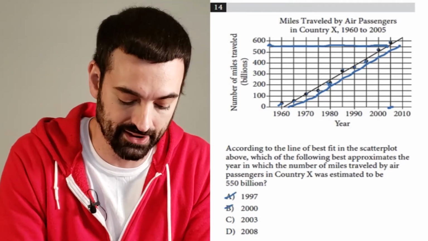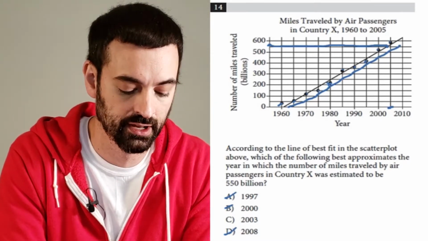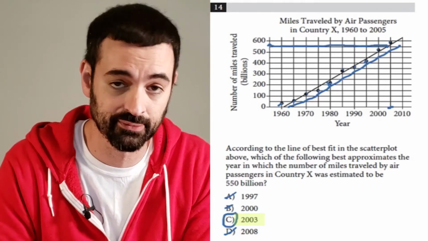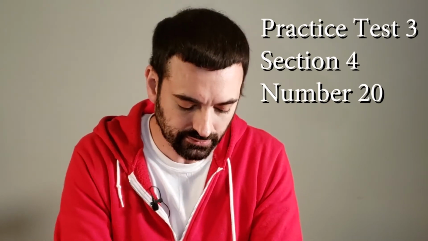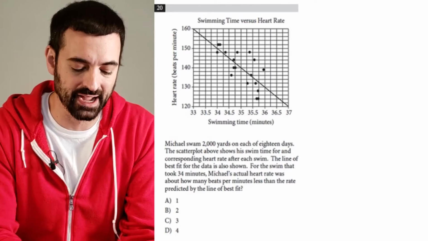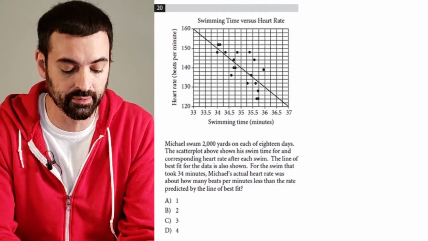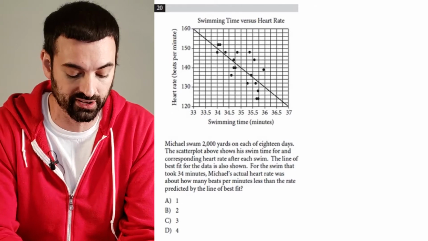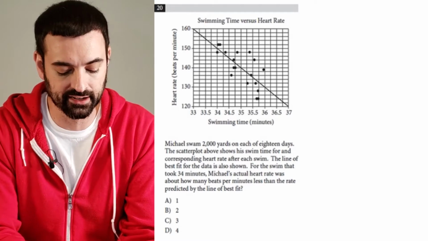1997, 2000, and 2008 are not between 2000 and 2005. 2003 is, so our answer is C. One more, and again, we've got a line of best fit and a scatter plot. This is Test 3, Section 4, number 20. Again, it's a story. Michael swam 2,000 yards on each of 18 days. The scatter plot above shows his swim time and corresponding heart rate after each swim. The line of best fit for the data is also shown.